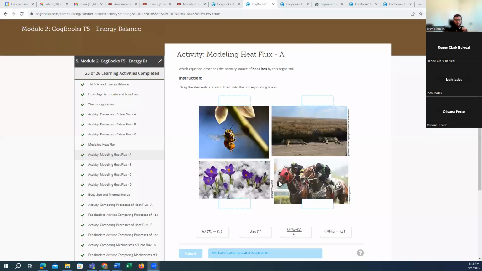All right, so it says right here, which equation describes the primary source of heat lost by an organism? So it combines the energy flux processes with the equation. So we have to know what these equations are now, right? And it asks specifically to relate them to loss as you described. Yeah, so this is where on the exam we have to know what these are. What is this first equation even, which heat flux is this describing?